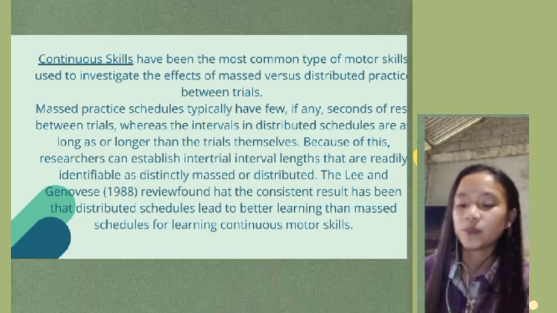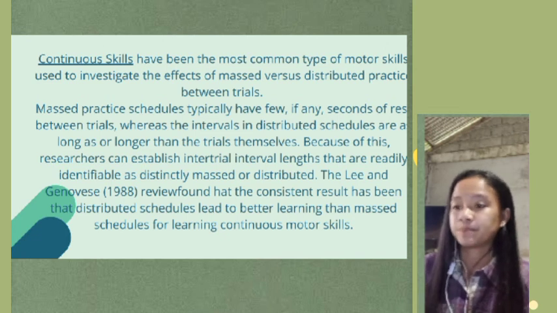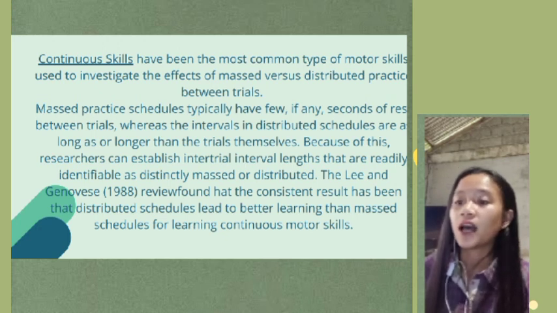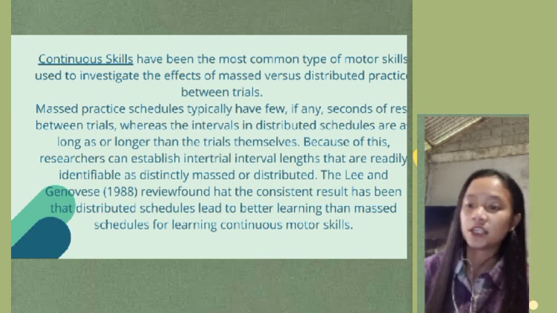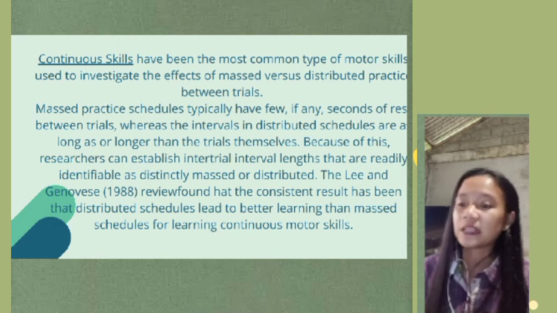This task makes it quite easy to specify the massed and distributed intertrial interval lengths. Massed practice schedules typically have few, if any, seconds of rest between trials, whereas the intervals in distributed schedules are as long as or longer than the trials themselves. Because of this, researchers can establish intertrial interval lengths that are readily identifiable as distinctly massed or distributed. The Lee and Genovese 1988 review found that the consistent result has been that distributed schedules lead to better learning than massed schedules for learning continuous motor skills.